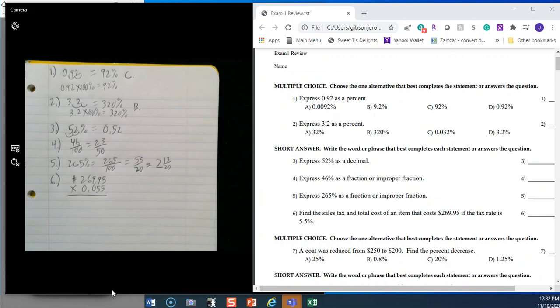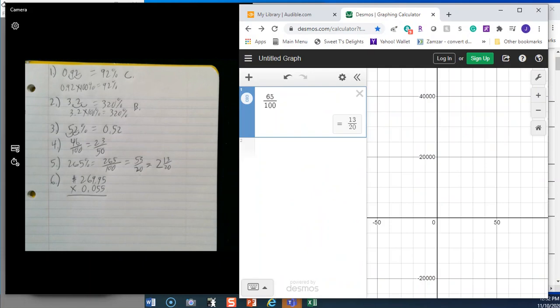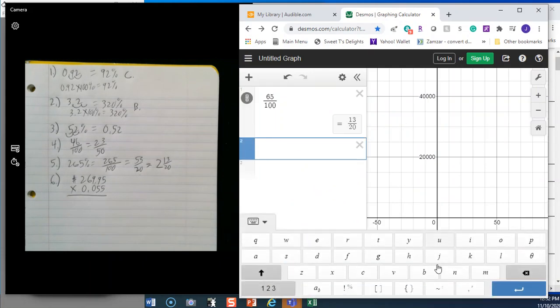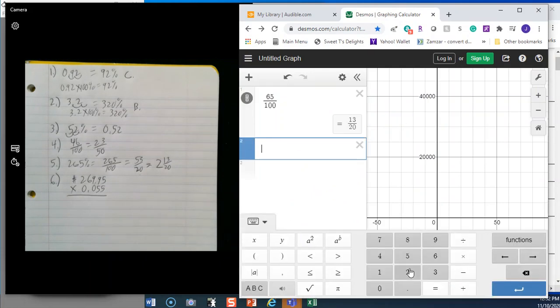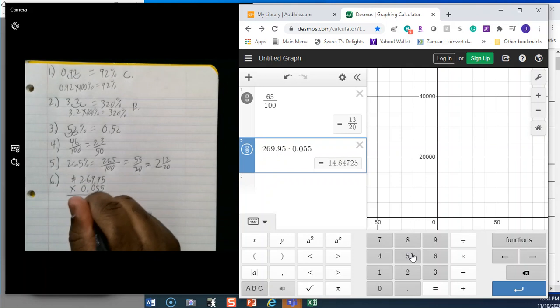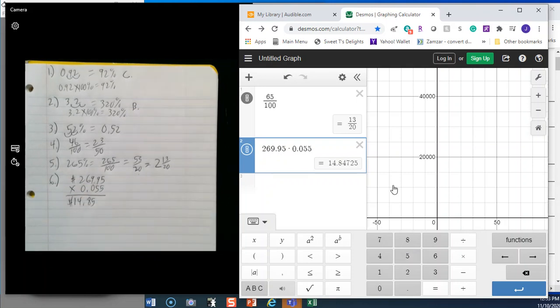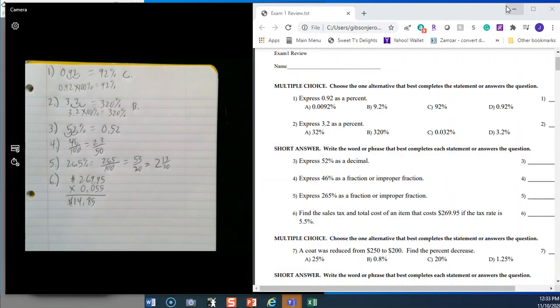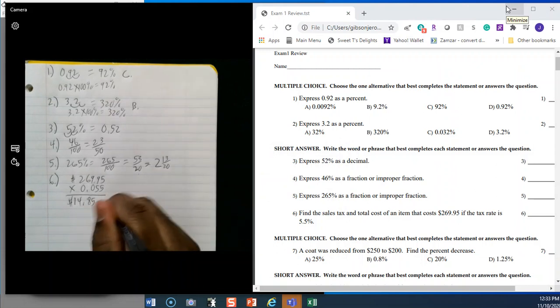So we'll take our calculator, the Desmos calculator. So we can have 269.95 times 0.055. So that'll give us $14, and we have to round to 2 decimal places, and 85 cents. Okay, so that's the sales tax. So this right here is the sales tax.